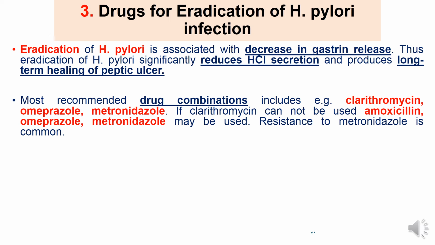The most recommended drug combinations for treatment of H. pylori are clarithromycin with omeprazole and metronidazole. If clarithromycin is not used, we can use amoxicillin with omeprazole and metronidazole.